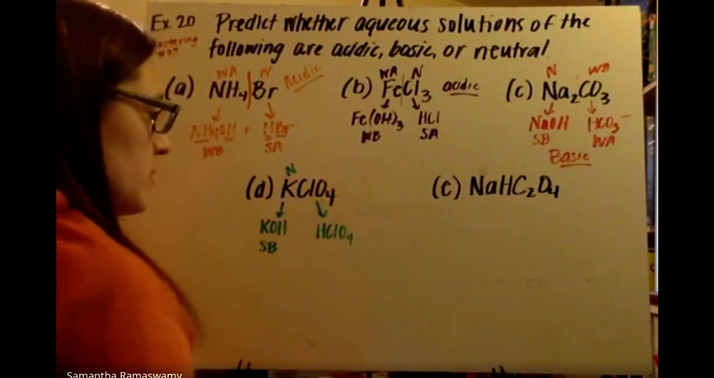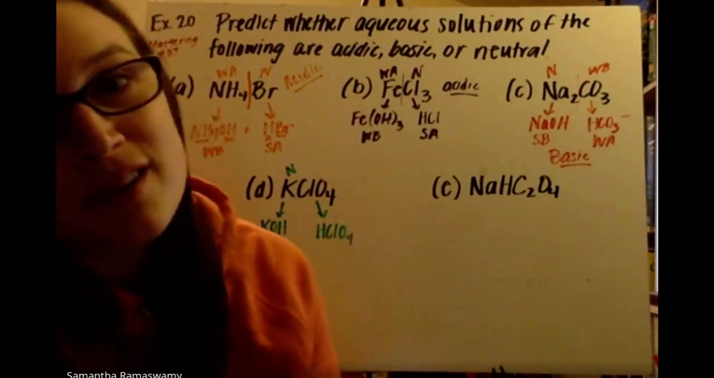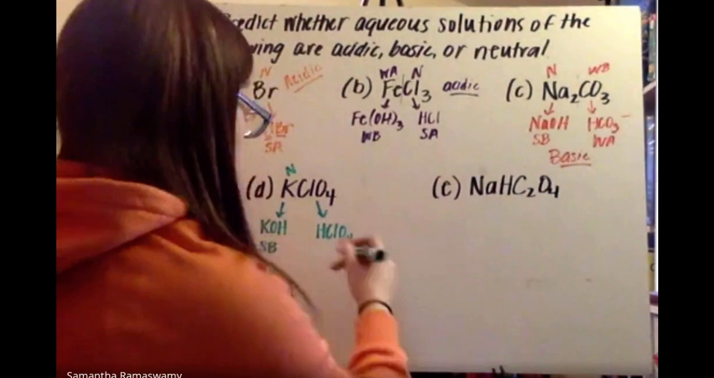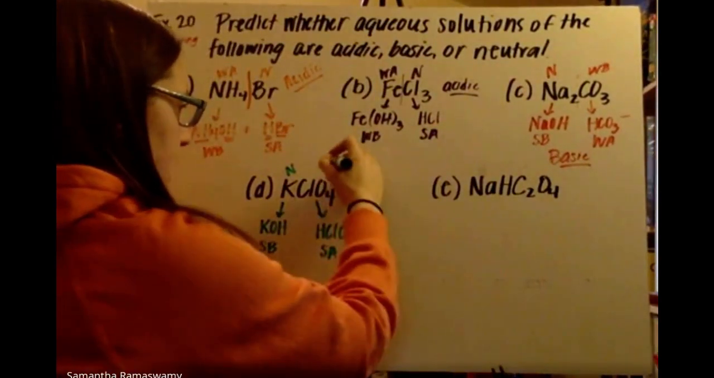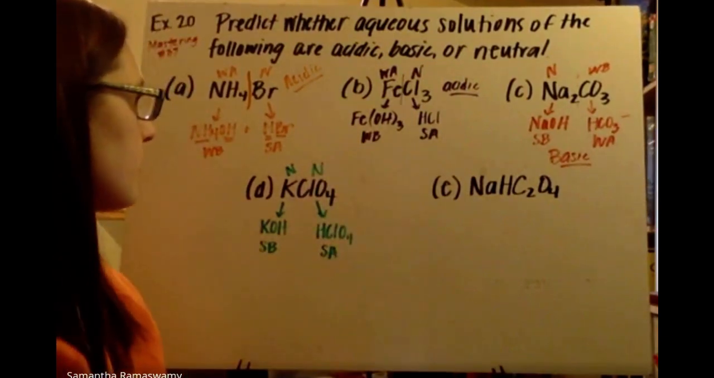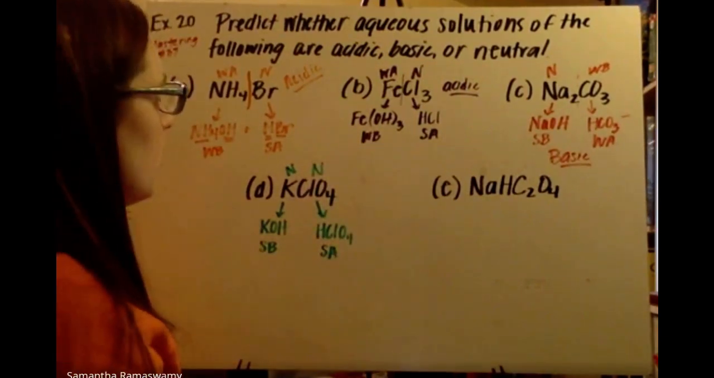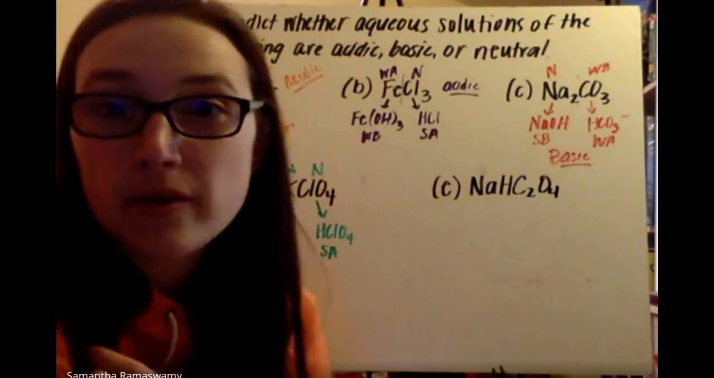ClO4 minus comes from HClO4. HClO4 is one of your 7 strong acids. So if HClO4 is one of your 7 strong acids, that means that ClO4 minus is neutral. So both of them are neutral, which means we have a neutral salt.